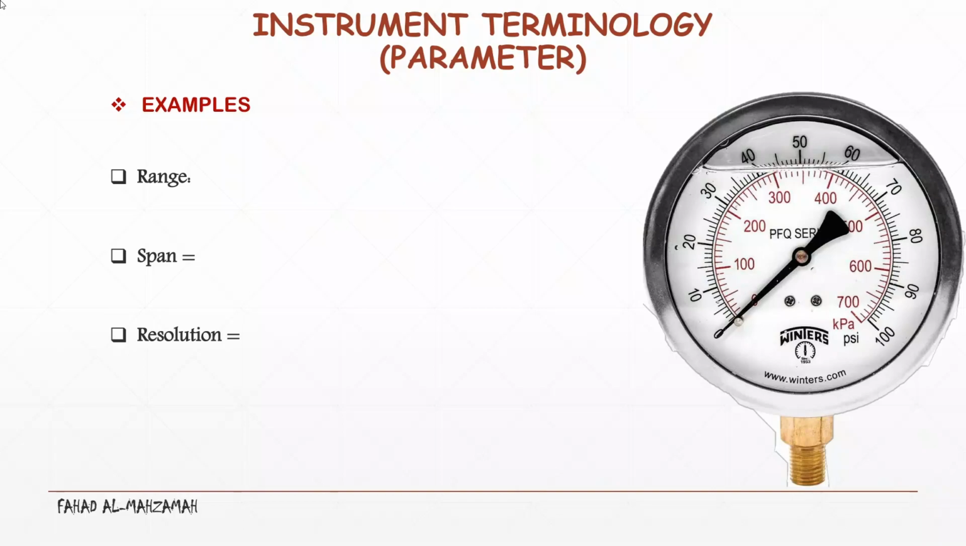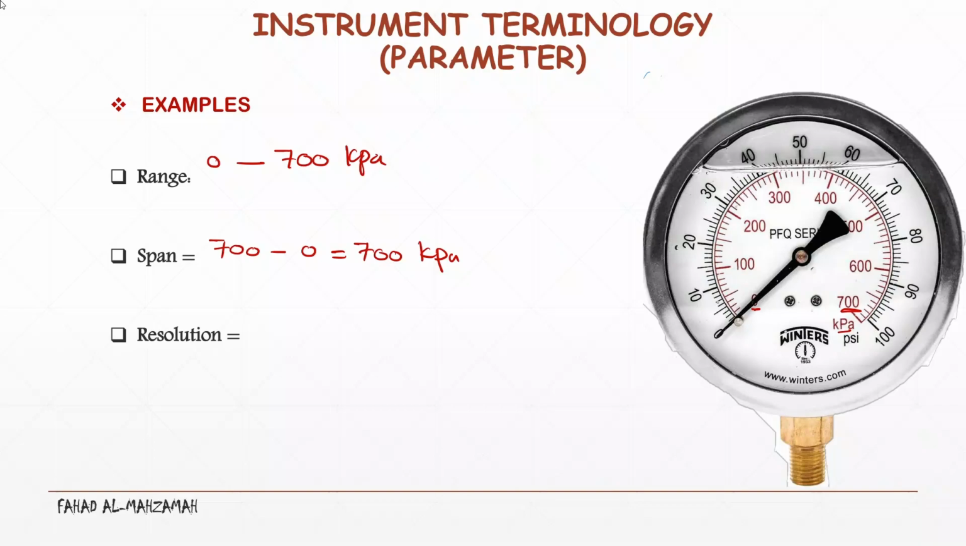Let's start with the red one, the inner scale. We can see here that the units are kilopascal and psi, so this one is a pressure gauge. Now the range in the red scale is 0 to 700 kilopascal, so you write 0 to 700 kilopascal. What about the span? The span is 700 minus 0 equals 700 kilopascal. Do not forget the unit.